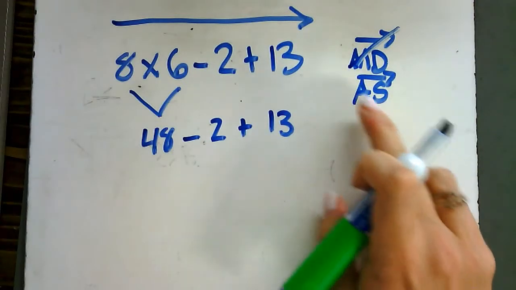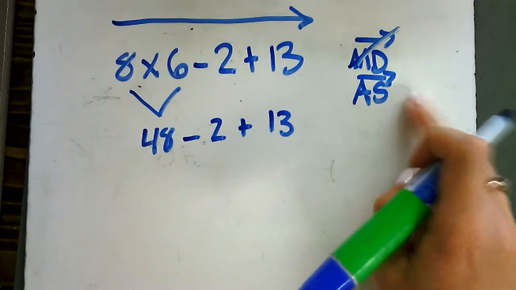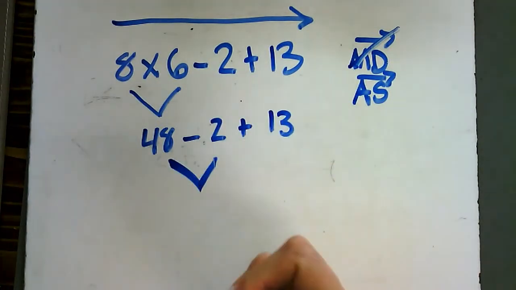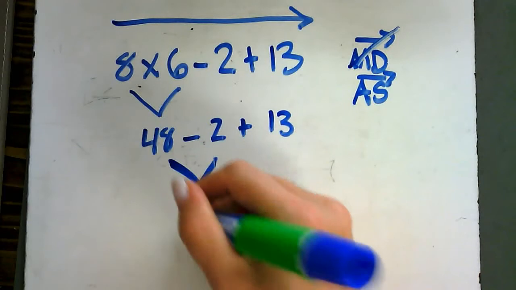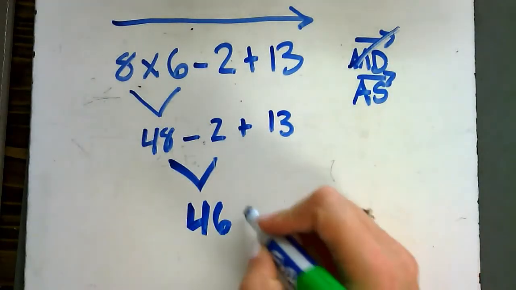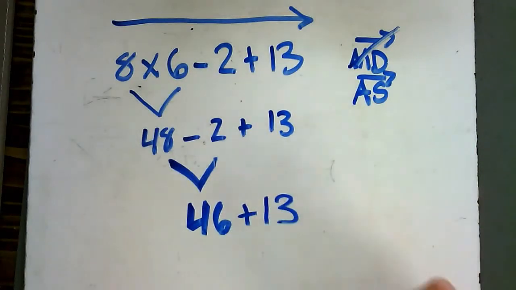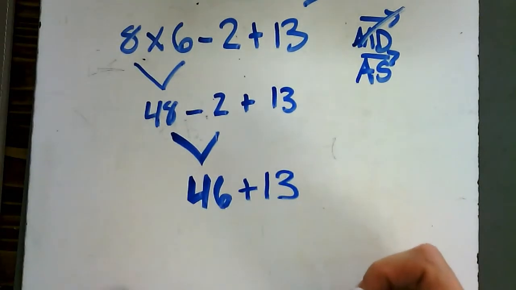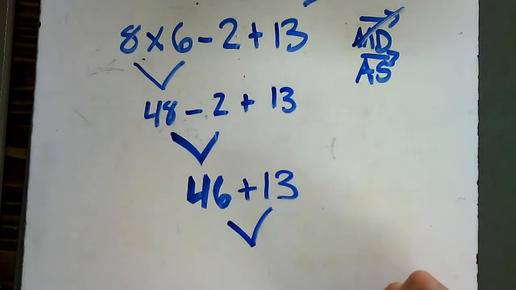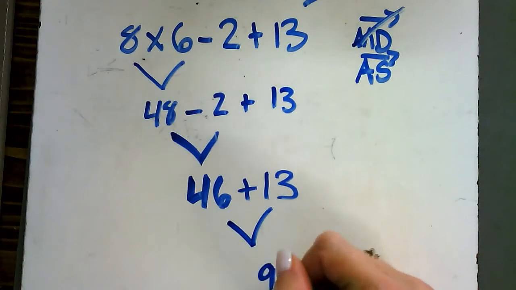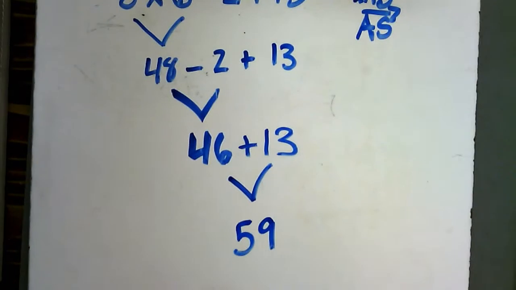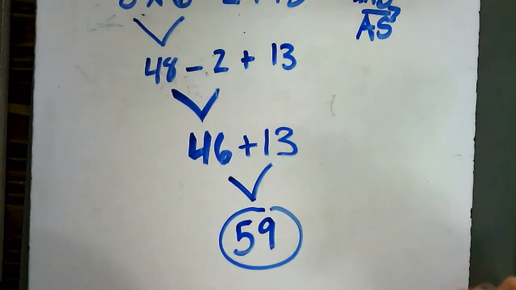Now I'm on to addition and subtraction from left to right. Going from left to right, I see I have 48 minus 2. That's what I'm going to solve first. 48, 47, 46. I draw my 46 at the bottom, and then I bring everything else down, so I bring my plus and my 13. All right, well now it's easy peasy lemon squeezy because I've only got one operation left. So I'm going to do 46 plus 13. 6 plus 3 is 9. 40 plus 10 is 50. There you are. So my answer is 59.